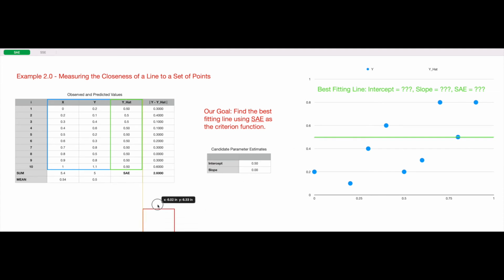Now, I'm going to use a red box to outline the deviations between each observed value y and the predicted value y hat. So these are the absolute values of those differences. And then we get the SAE, the sum of absolute errors, by adding up the values in that column. And so since those are red, I will put a red box around the SAE value as well. So you can see that currently the value of the SAE is 2.6.